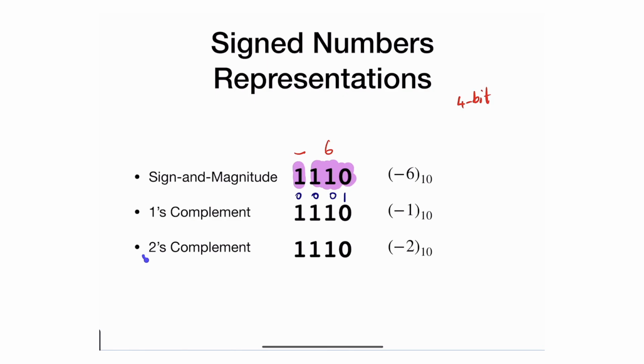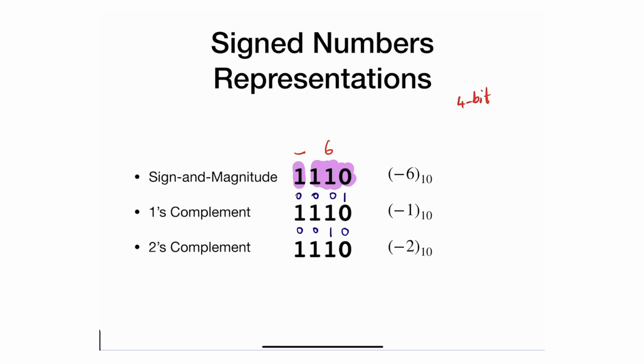And lastly is the twos complement. Again, I take a look at the most significant bit. It's a 1, which means that it's a negative number. I need to take its twos complement to figure out what that number is. So I'll take a 0, a 1, followed by 0, 0, and that is exactly what we have here, which is -2 in decimal.